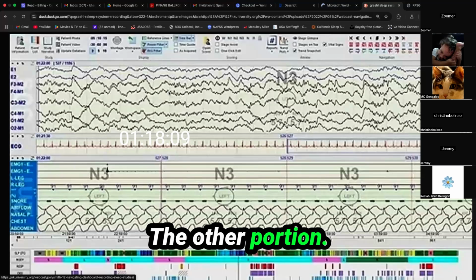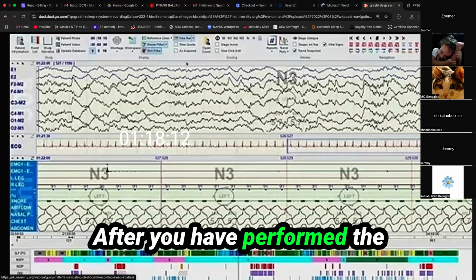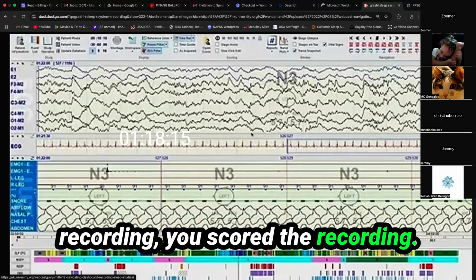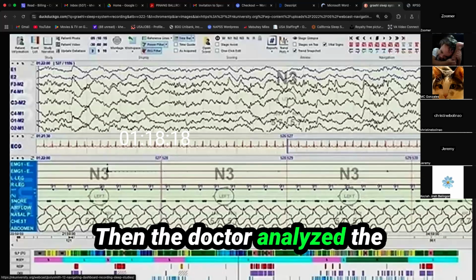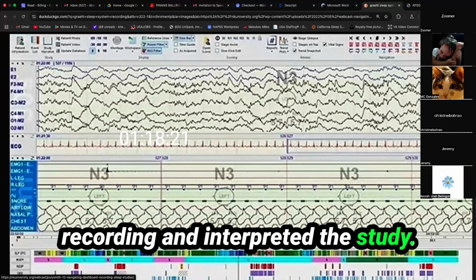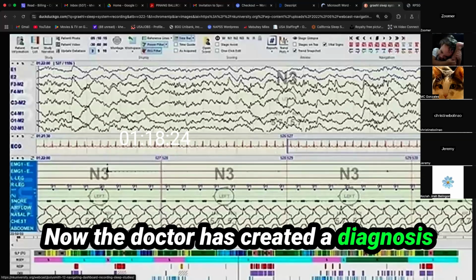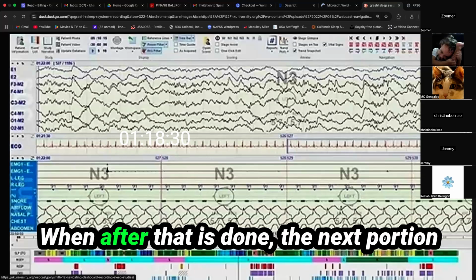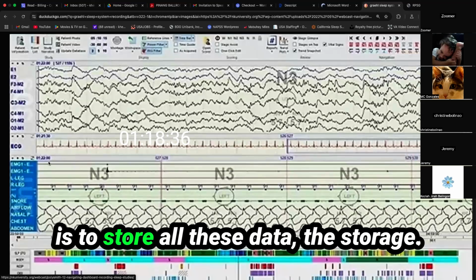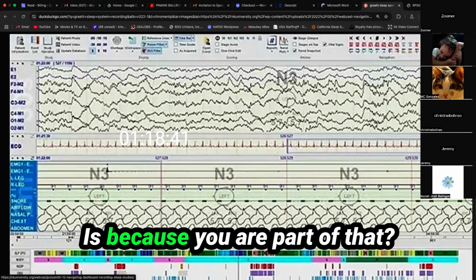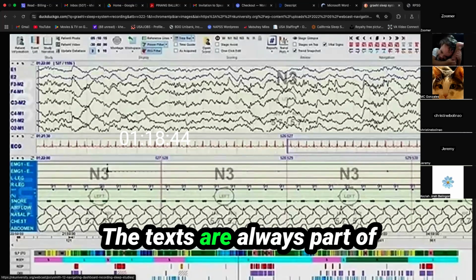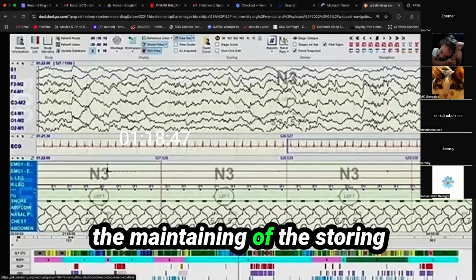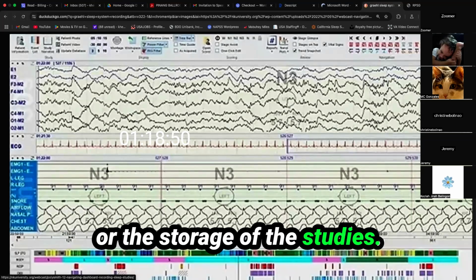The other portion is after you have performed the recording, you scored the recording, and then the doctor analyzed and interpreted the study. Now the doctor has created a diagnosis for the patient and a treatment plan. After that is done, the next portion is to store all this data, the storage. And why am I saying this? Because you are part of that. The techs are always part of maintaining the storage of the studies.